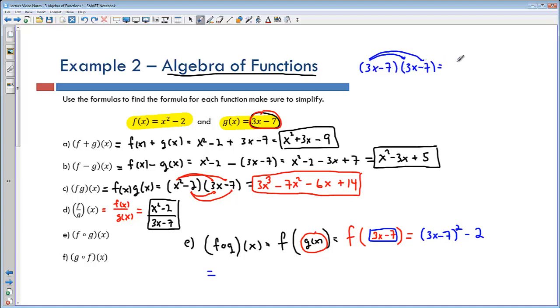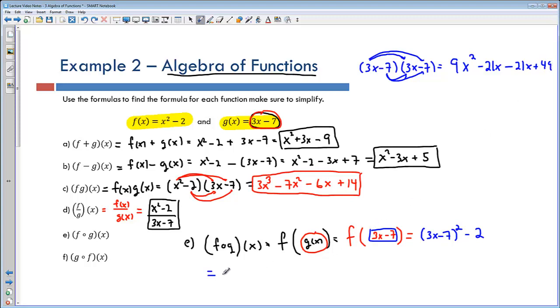So 3x times 3x is 9x squared. 3x times minus 7 is a negative 21x. Then take the next two terms, so negative 7 times 3x and negative 7 times negative 7. So I get minus another 21x. And then minus 7 times minus 7 is positive 49.